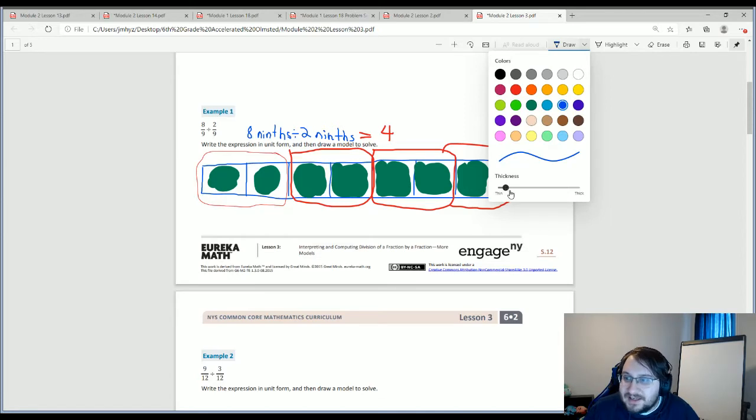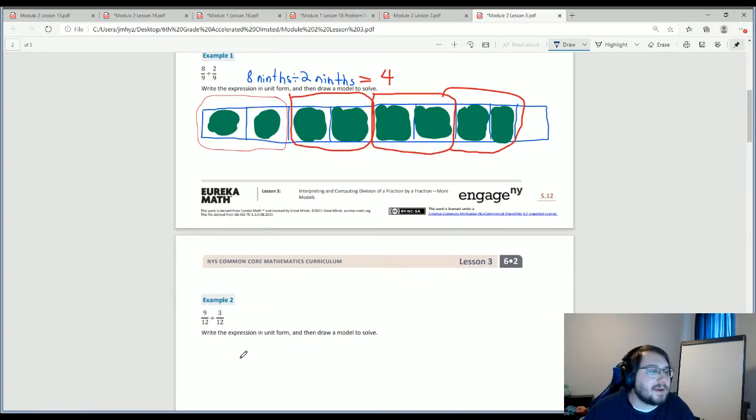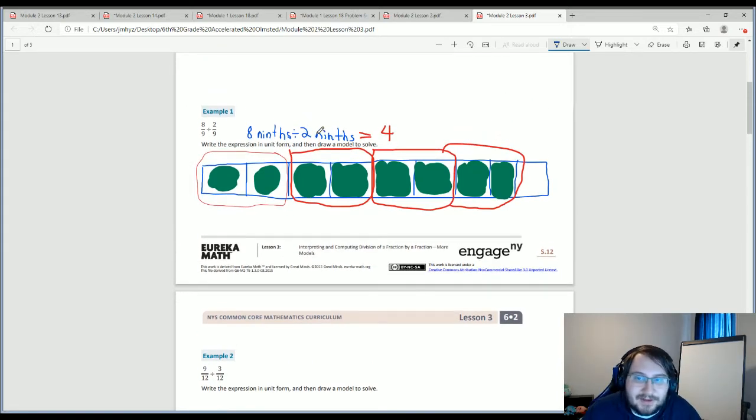Before we continue on and head to example 2, I want us to remember something that we did yesterday. What we did yesterday is we discussed how when I'm dividing something by a fraction, what I need to do is flip the second fraction over and change it to multiplication. Let's see if that's going to work in this case.